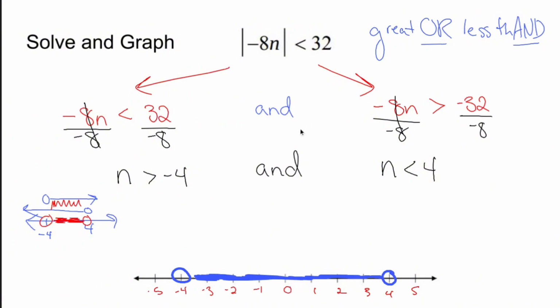Like if I did 0, negative 8 times 0 is 0. Is the absolute value of 0 less than 32? It sure is. So that's how you solve and graph a compound, not a compound, what is this called? An absolute value inequality. Whew.